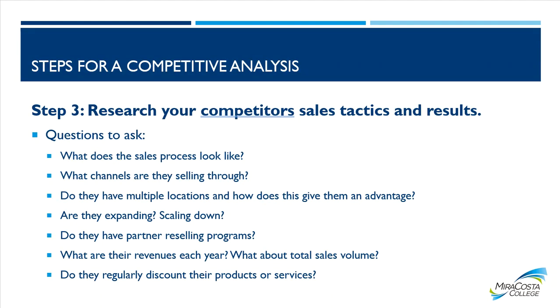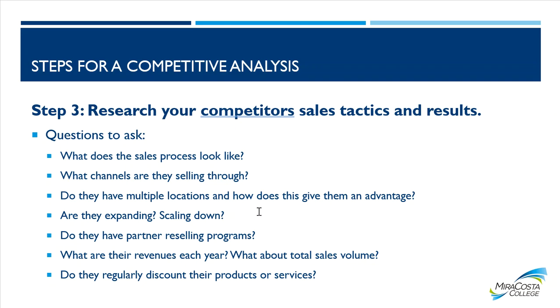So step 3, research your competitors' sales tactics and results. So some things to think about. What does the sales process look like? What channels are they selling through? So are they selling only online? Or are they selling to distributors, retail stores, social media these days? You can make a lot of purchases on Facebook and Instagram. Do they have multiple locations, and how does this give them an advantage?